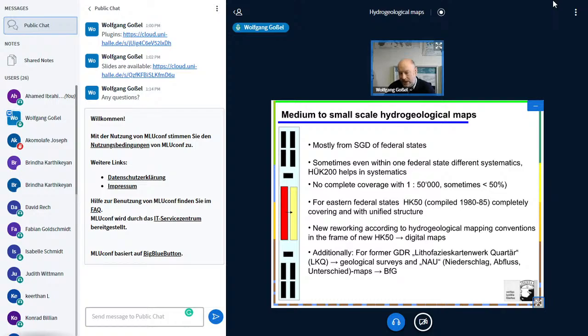This HK50 is also reworked by now, but sometimes it is very difficult because the database for this HK50 was secret, and it is not shown on the map. Not every borehole that they used for the creation of the map is shown. Not all the boreholes are described somewhere. So this is a weak point of this map.